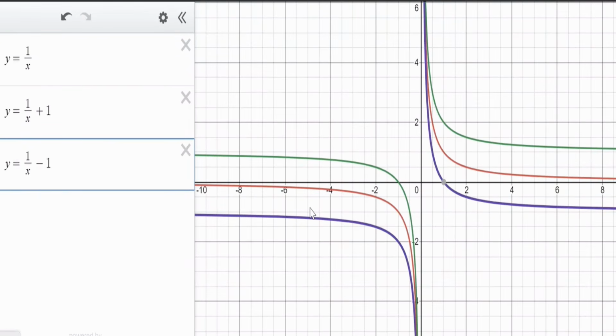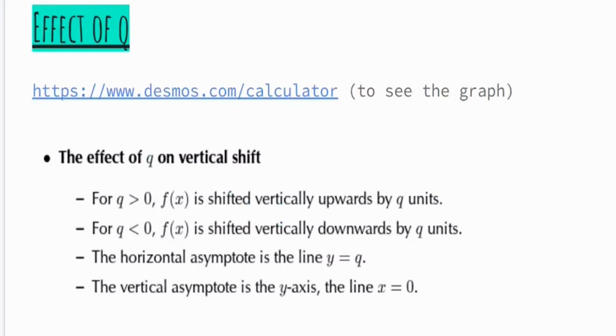Q moves the graph up and down. Is everyone okay with that? By just looking at the red graph, which is the mother graph, and moving it up, we get the green one, and when we move it down, we get the purple one. Is everyone okay with the effect of Q? Yes, ma'am.